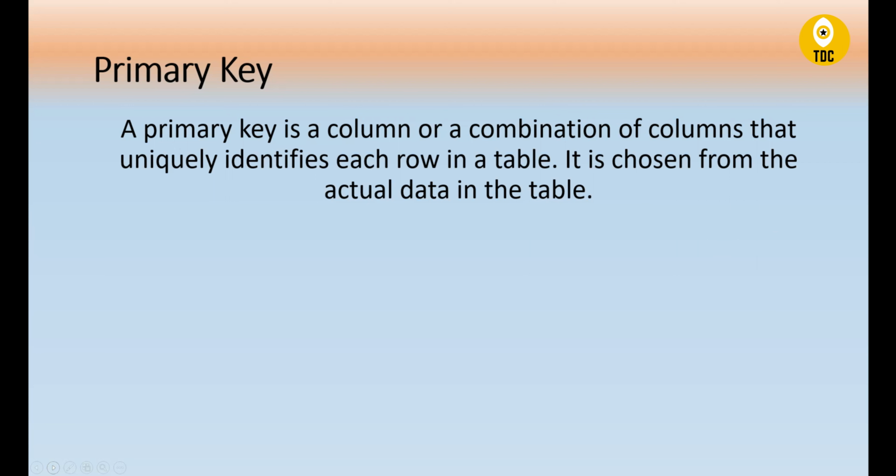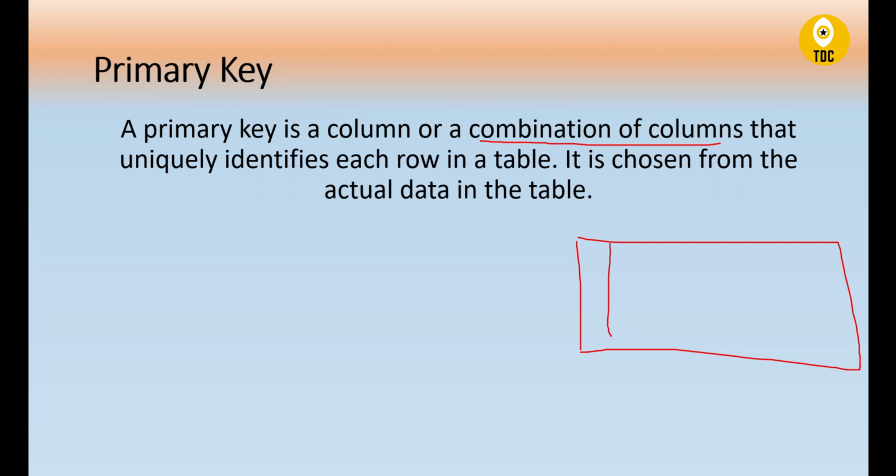So let's discuss the primary key. A primary key is a column or a combination of columns that uniquely identifies each row in a table. This is important. What we are talking about here is that it might be a column or a combination of columns. Suppose there is a table here, and there is, for example, a product ID, and a product category might also be there.